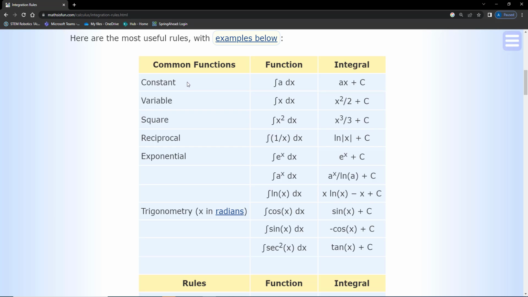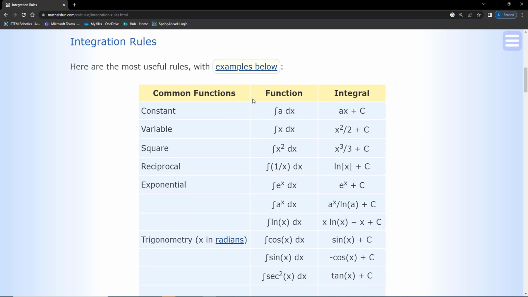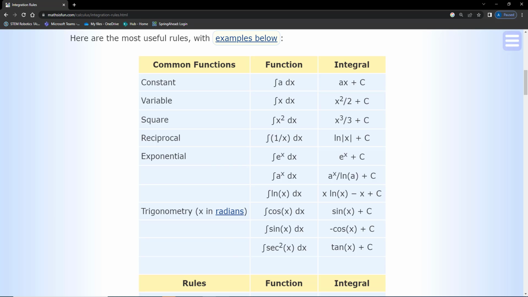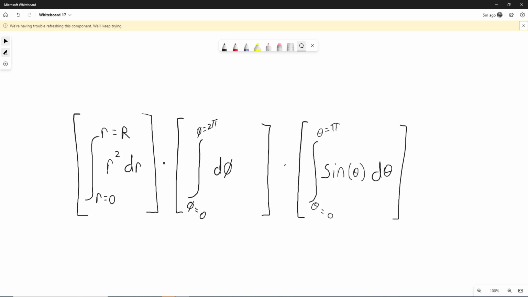Common functions, here's a number of common functions. This is the function inside the integrand with the differential, and this is the result of the integral. These are indefinite integrals, which means you would expect to see the plus c, representing the constant. For us, we're doing a definite integral, which means we're not going to see the plus c because we're going to integrate and evaluate across the bounds. So my question to you would be, do you see those functions in this lookup table?